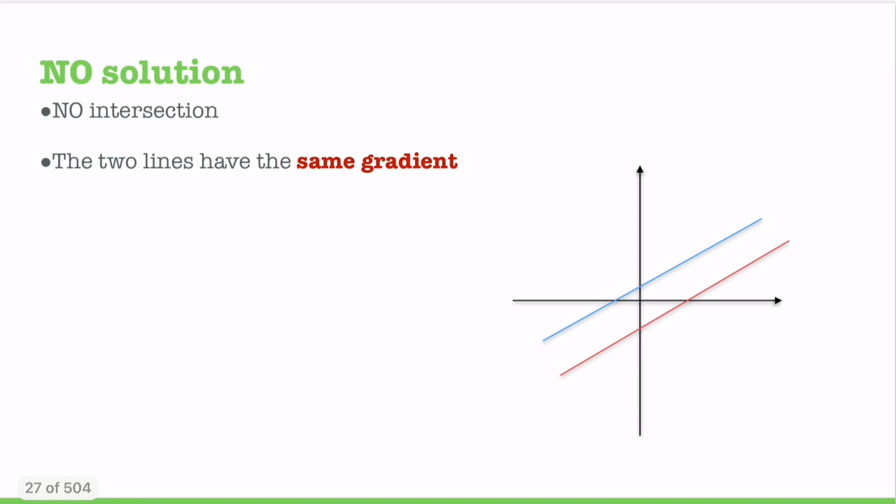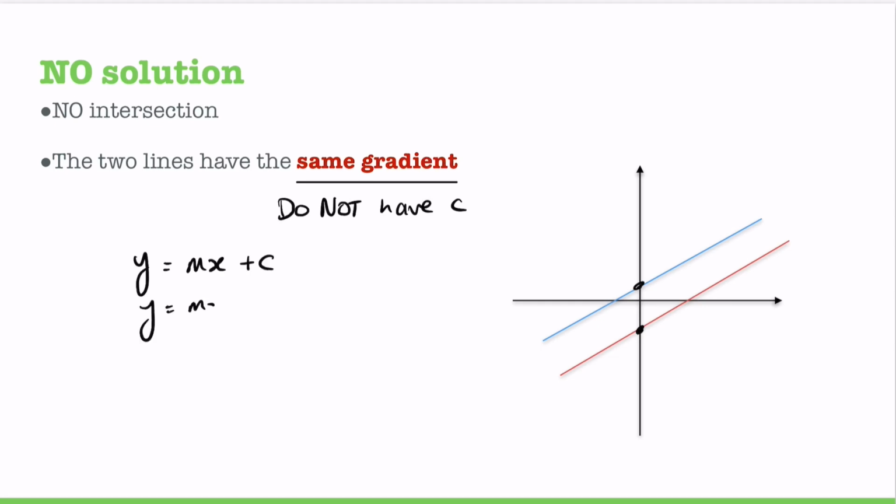The next scenario that we have is no solution. So there is no intersection. And these lines here you may have seen before, these are the parallel lines. Because they have the same gradient, they are moving at the same rate at each point, and that means that they are never going to cross. It is important to note that they also have different y-intercepts, because if they had the same y-intercept and the same gradient, then they would be the same line. So they have the same gradient, but they do not have the same y-intercept, which is c. So our equations would be y equals mx plus c and y equals mx plus d, so different y-intercepts.